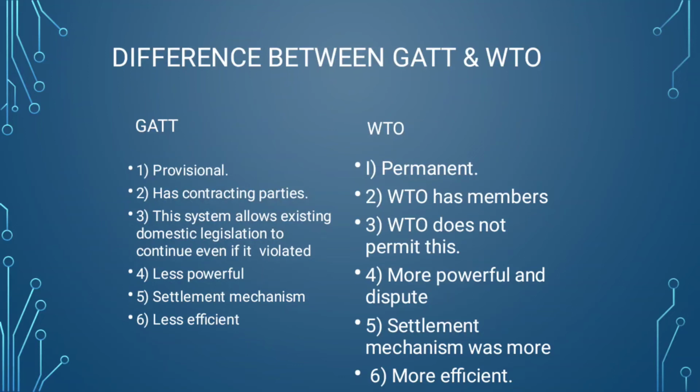WTO. The GATT is less powerful, whereas the WTO is more powerful. The dispute settlement mechanism is very weak in GATT, whereas in WTO it is much stronger. And the GATT is less efficient, whereas the WTO is more efficient.